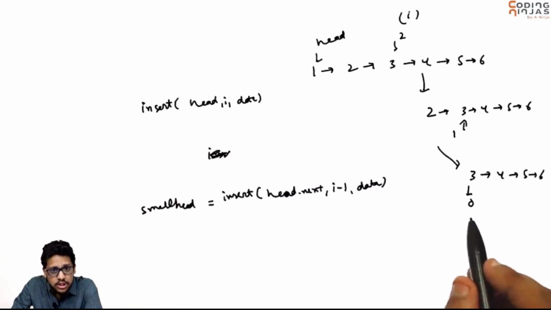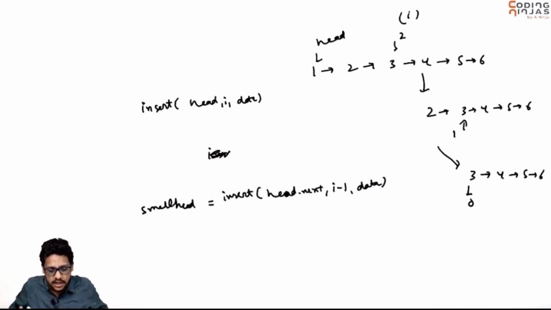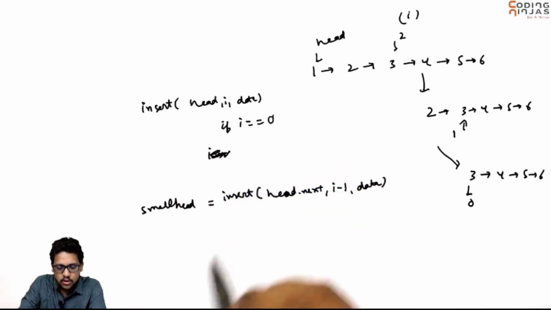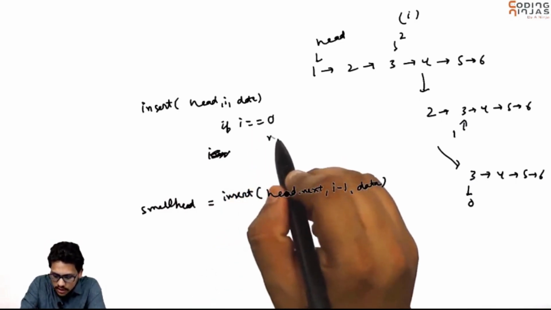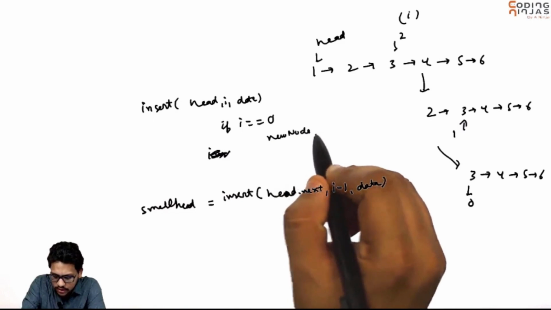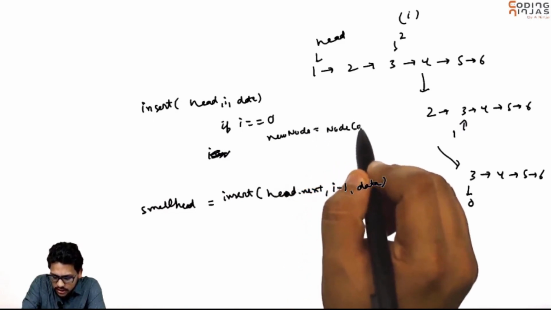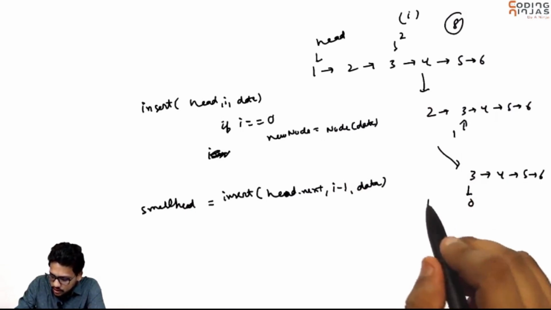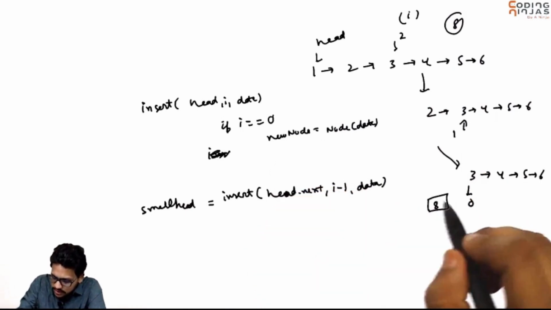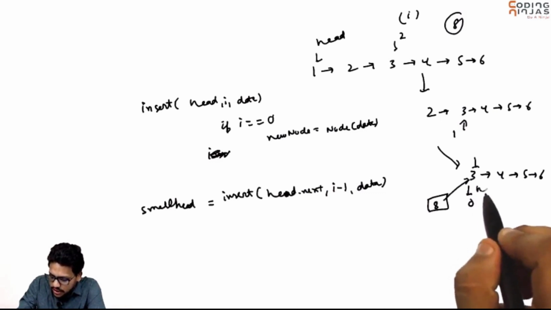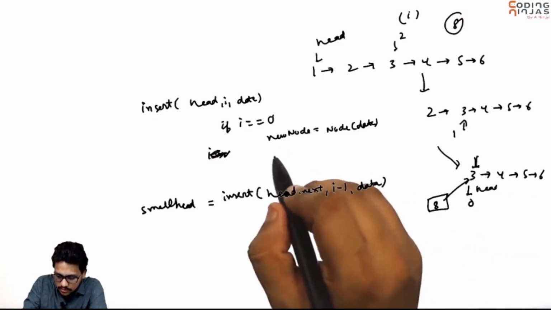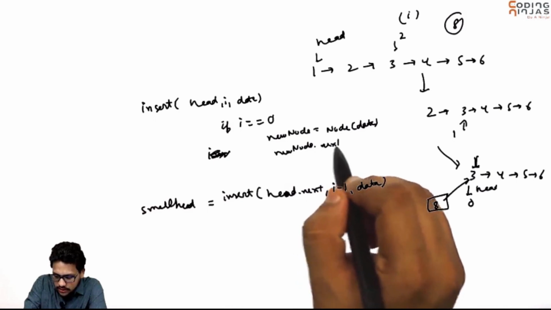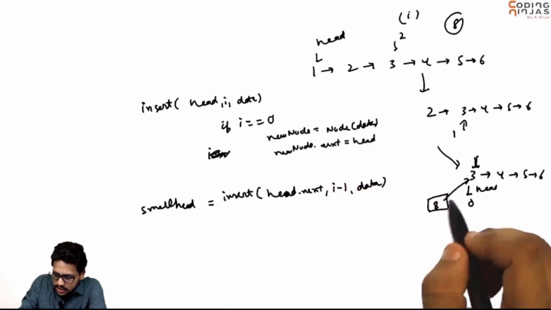Now you have come to position 0, you will handle your base case here. So that means if i becomes equal to 0, you can already do the answer. That means you will create the new node with this node data. You can easily create the new node. Let's say your data is 8. So you will create the new node here. You will make new node's next to be head, because here head is this. So that means you will make that new node dot next equal to head, and this is done.